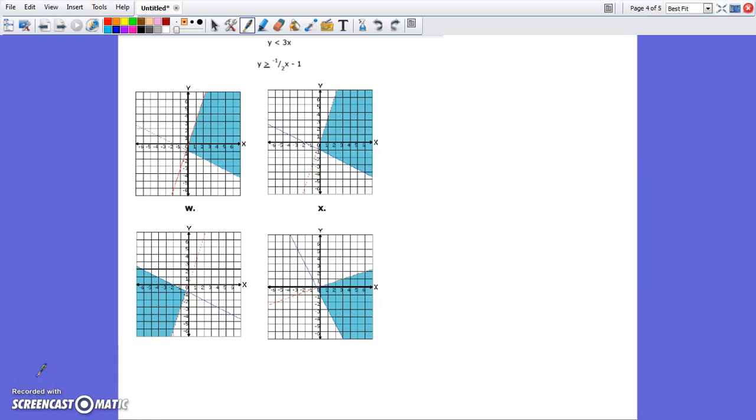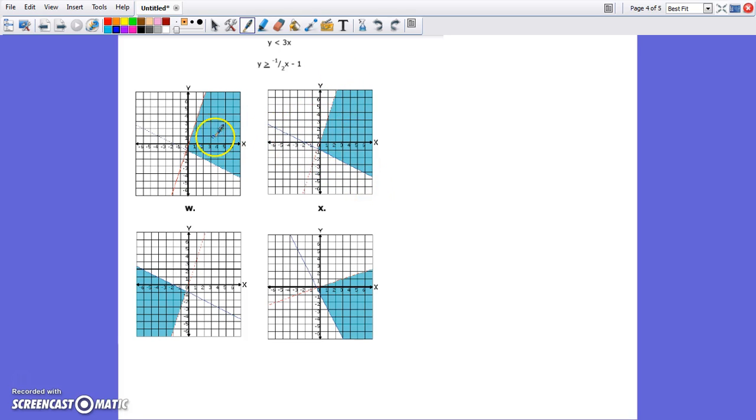All right, guys, number 4: y is less than 3x and y is greater than or equal to negative half x minus 1. So which of the graphs below represent this? Somebody in class pointed out that these two are very similar. I will say that you may not be able to see on your side of things. This red positive slope here is solid, and this positive red slope is dashed.